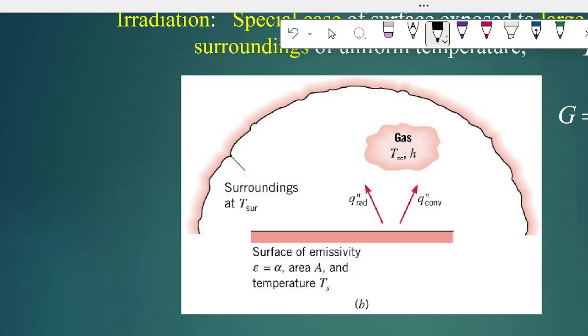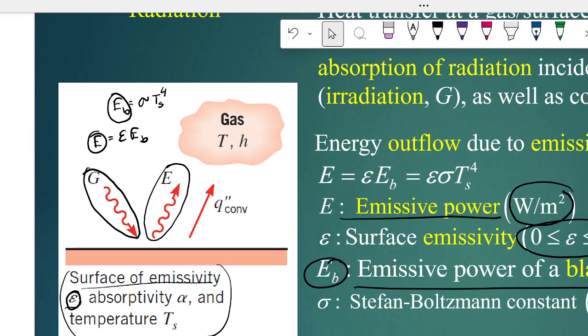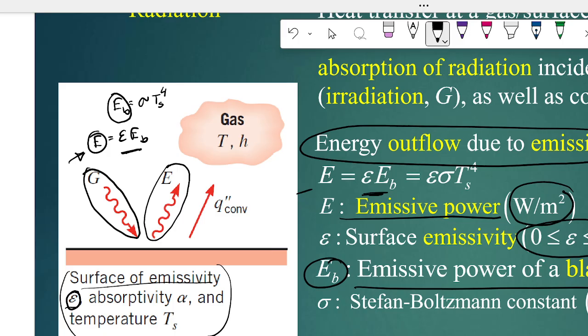Anybody remember this epsilon EB? Now there is a parenthesis Ts. Forget about it for now. But does anybody remember that epsilon EB? What is that? That's the amount of emission, right? Let me highlight that. So E is epsilon EB, right? Did you learn this here? What is that again? Energy outflow due to emission. You learned EB, which is sigma Ts to the power 4, as well. Remember that, right?